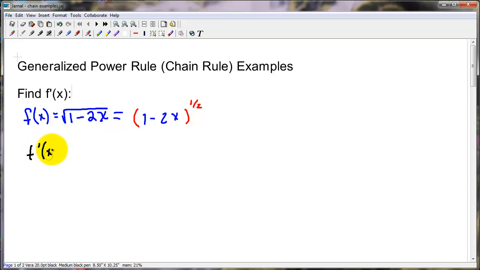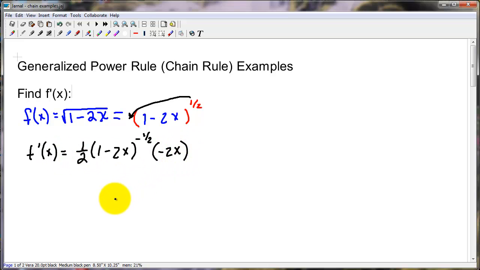So f prime of x. And we are going to take this exponent and multiply it times our coefficient of 1. We are going to treat this as an x or a blob, so we're going to hold that the same. We're not changing that. We're not taking the derivative of that. We are subtracting 1 from our exponent. And now the chain rule says we now need to take the derivative of what was inside the parentheses and multiply that times this first part. So I've just applied the generalized power rule or the chain rule to take the derivative.